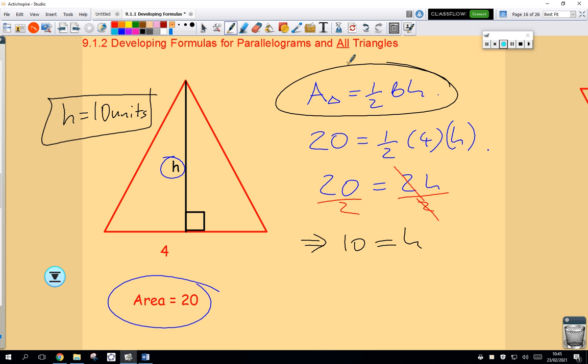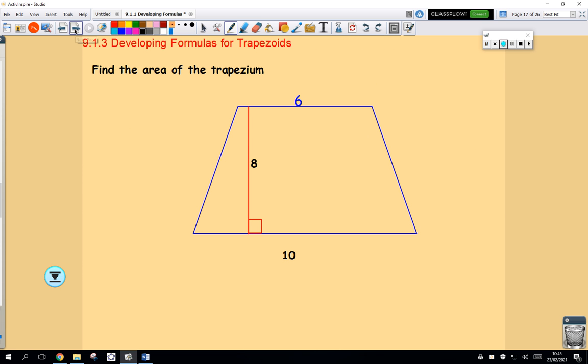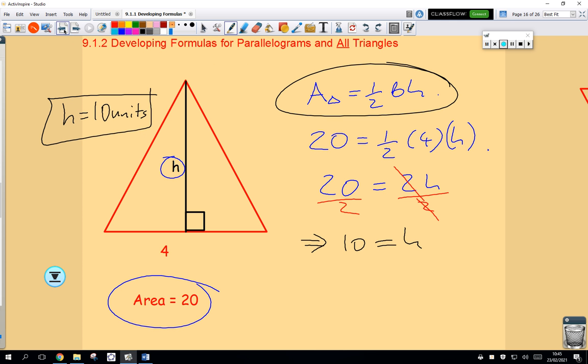Formula for the area of a triangle is given in your formula and tables booklets. In our next class, we'll be looking for finding the area of a trapezium or a trapezoid, but for now, get used to finding the areas of triangles, of parallelograms, of rectangles, of right triangles. Practice loads of these exercises, get used to the formulas. Okay? Practice, practice, practice.